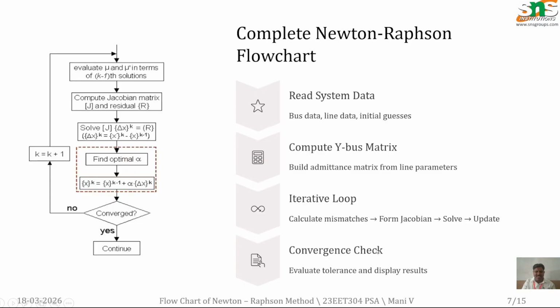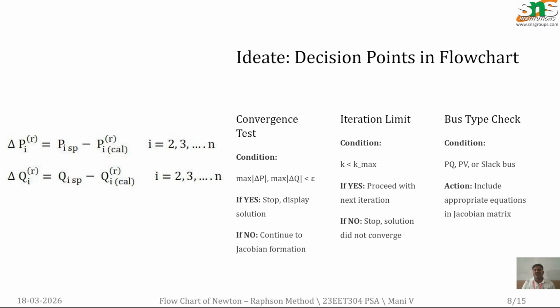So once convergence is done, we have to display the result. Otherwise, again, we have to go for another iteration. So here in this stage, there is the convergence test, iteration limit, and bus type check for the different conditions. Okay. So here, this is the condition for the convergence. If the maximum change in real power and reactive power is less than the convergence tolerance, if yes, we can stop and display the actual result.